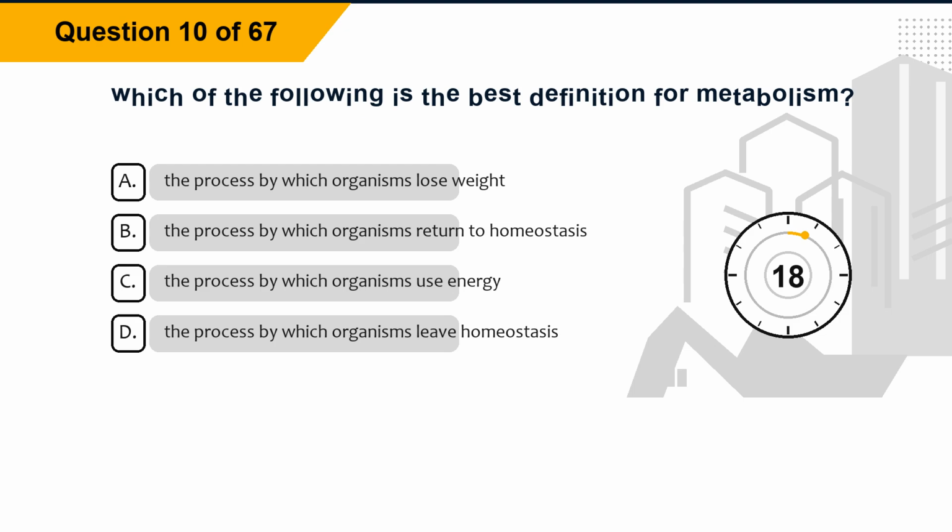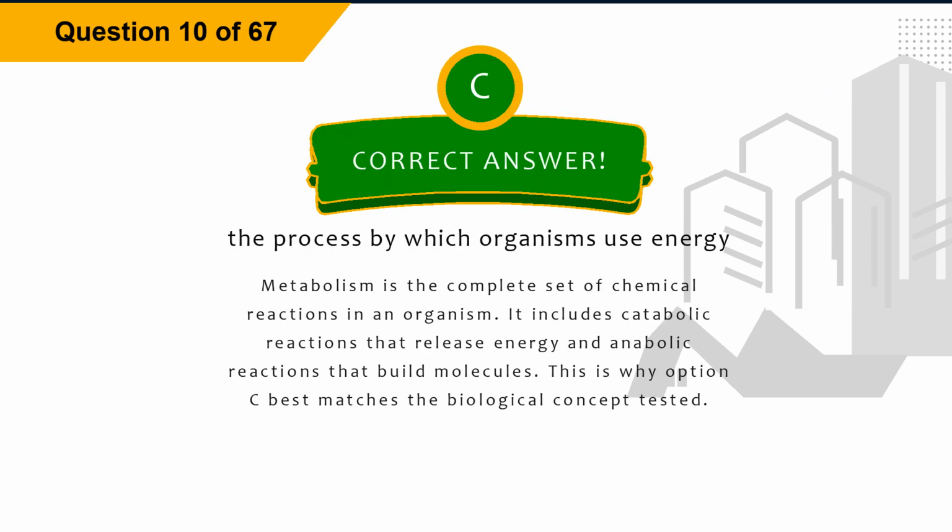Question 10. Which of the following is the best definition for metabolism? Option A, the process by which organisms lose weight. Option B, the process by which organisms return to homeostasis. Option C, the process by which organisms use energy. Option D, the process by which organisms leave homeostasis. The correct answer is option C, the process by which organisms use energy.